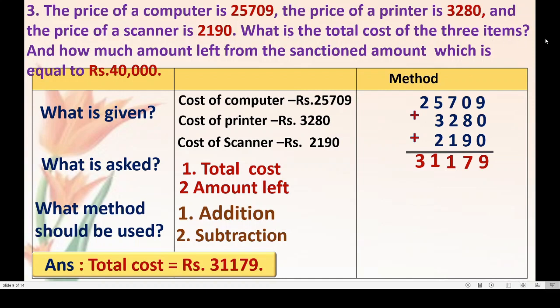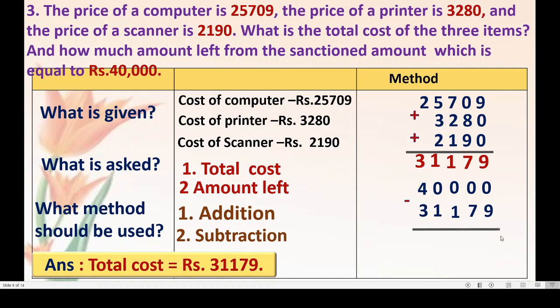Got this? Our first part is over up to here. This part, the total cost addition, is over. Now we will move to the second question, that is amount left. So we have to carry out subtraction. Correct? Now we will write first the sanctioned amount, that is 40,000. Now what will we subtract? The total amount of these 3 items, that is 31,179.